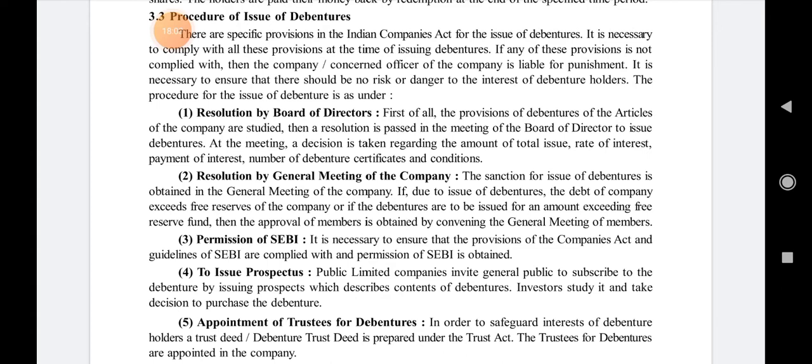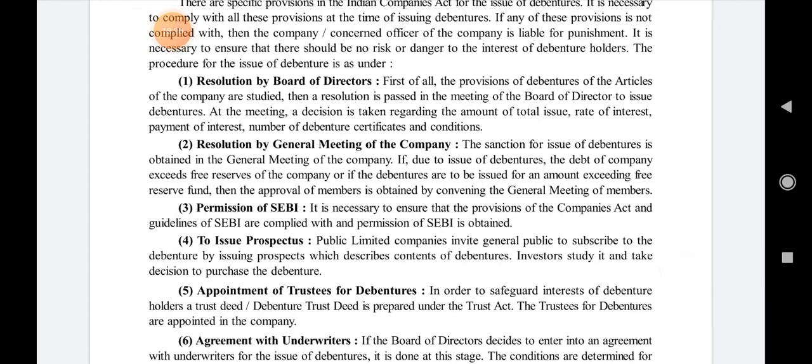See, in the meeting, which one should be discussed? Very first thing, that is the decision taken regarding the amount of total issue, means how much amount of debentures you are going to issue. Next one, how much interest rate should be paid on debenture, payment of interest, how the interest should be given, number of debenture certificates, how many debenture certificates should be issued, and the conditions, what are the conditions for the issue of the debenture.